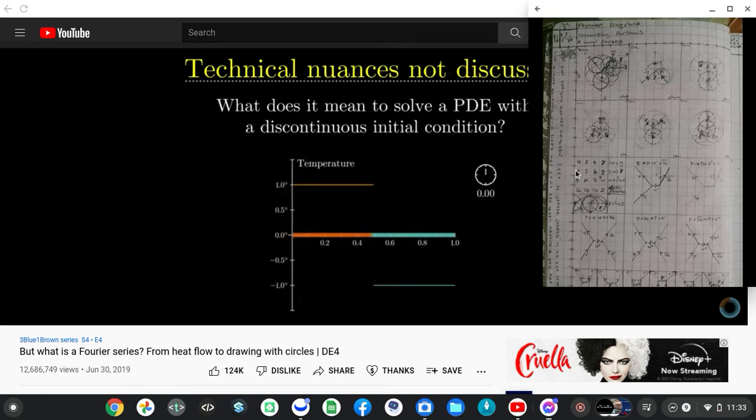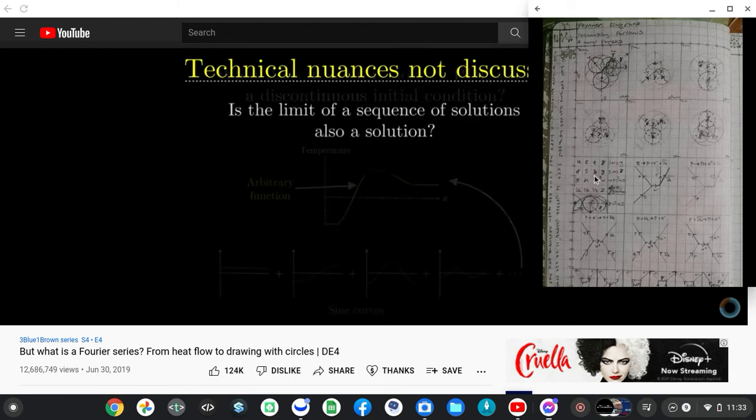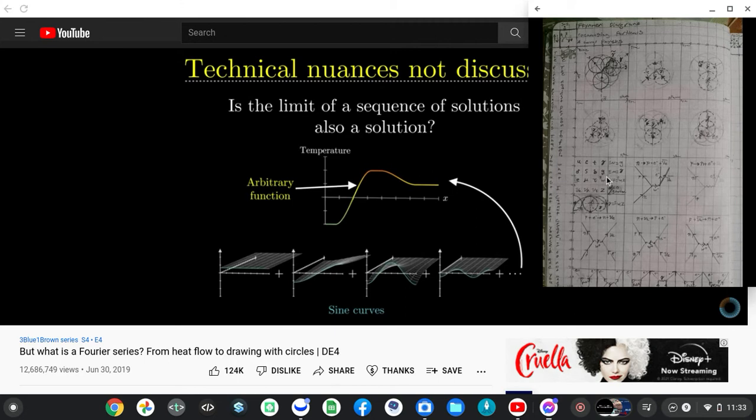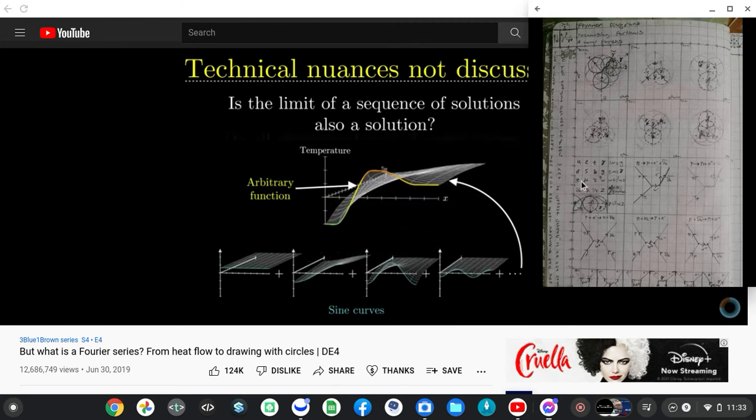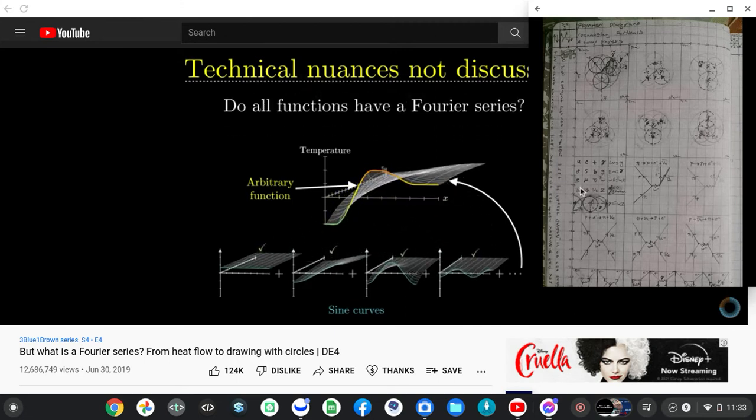What does it mean to solve a PDE with a discontinuous initial condition? Can we be sure that the limit of solutions to the heat equation is also a solution? And can we be sure that all functions actually have a Fourier series like this?